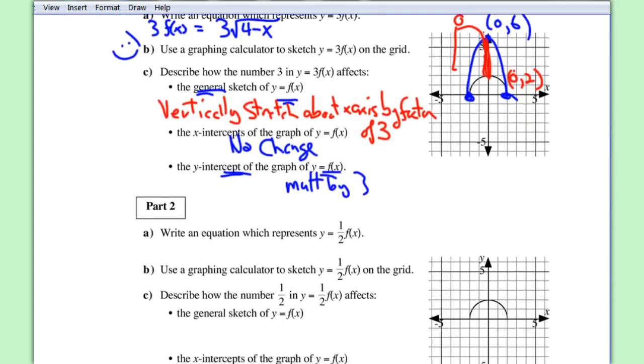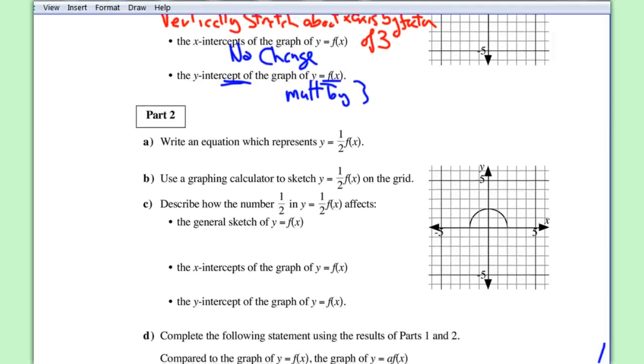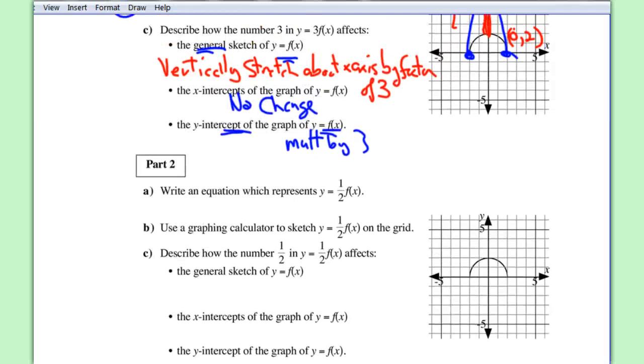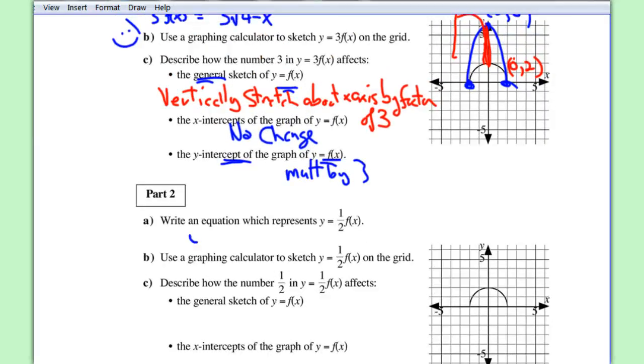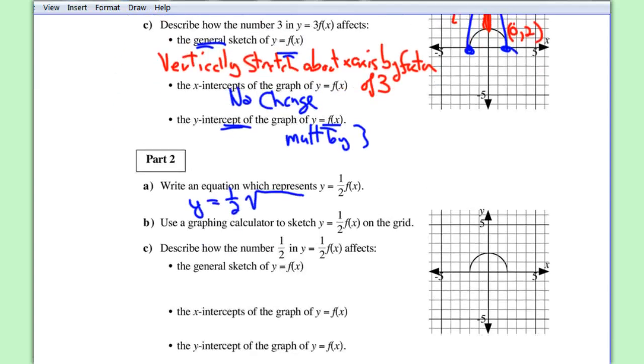If we continue on and write the equation for 1/2 f of x, so the same function, I go back to the original one, y equals 1/2 the square root of 4 minus x squared. Then I type that in my graphing calculator. I do that, and lo and behold, what I end up seeing are these critical points.